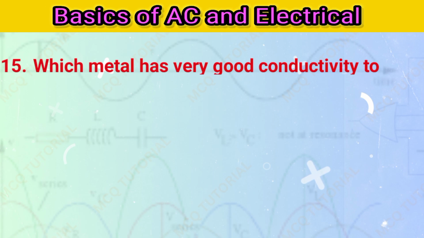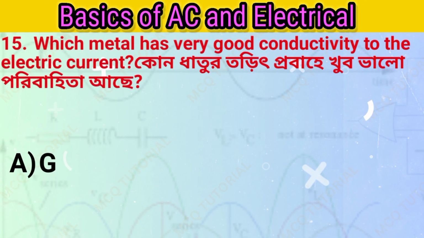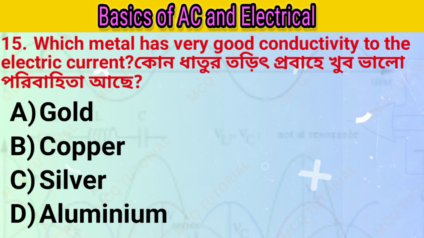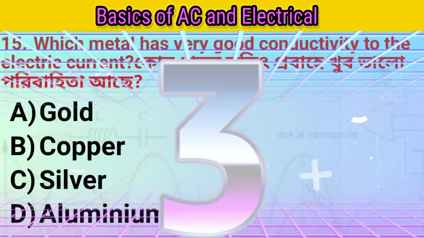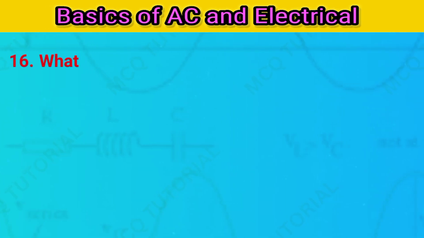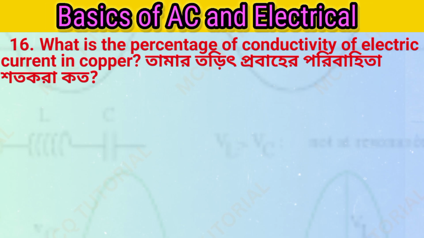Question number 15. Which metal has very good conductivity to the electric current? Option A gold, option B copper, option C silver, option D aluminium. Silver. Question number 16. What is the percentage of conductivity of electric current in copper?